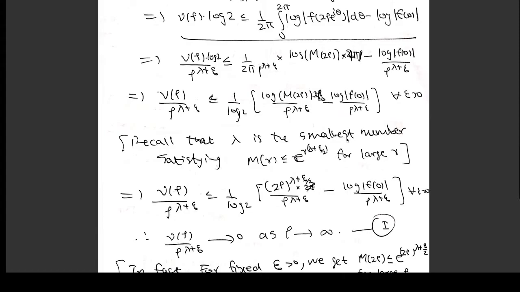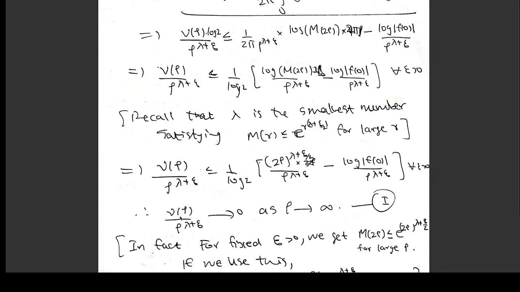Now we recall that lambda is the order. So lambda is the smallest number satisfying M(r) less than or equal to e power r power lambda plus epsilon for every epsilon greater than 0. Since it is satisfied for every epsilon greater than 0, for this epsilon you can take epsilon by 2 here. So for epsilon by 2 also this will be satisfied for large r. The stage will be different, that's the only difference. So you will get that this quantity is bounded by this quantity. M(2 rho) is bounded by e raised to (2 rho) power lambda plus epsilon by 2, so the log of that will be bounded by this quantity. Here you have epsilon by 2 and here you will have epsilon, so the rho term will be in the denominator.